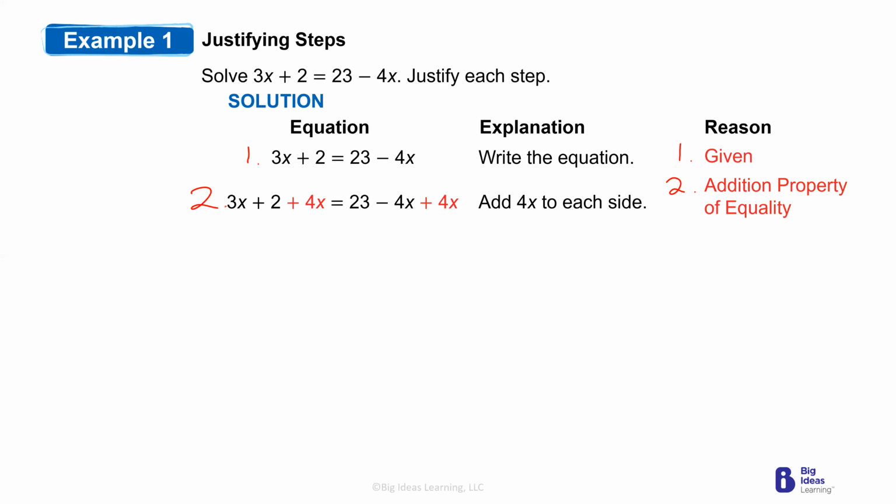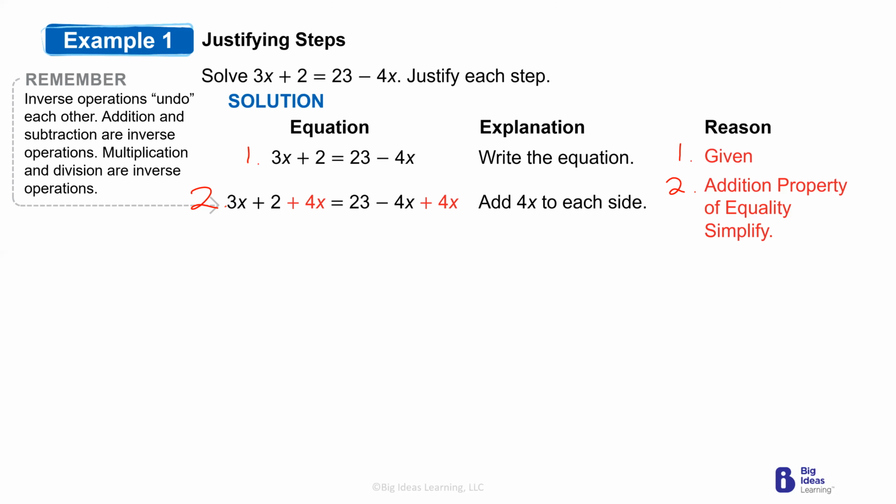Now, just like we did on the last problem, what can I do now? So I've added the 4x. I actually have to do what with those values? I have these 2 x's here. Now what do I do with those? I combine them, right? So this is simplifying. I can simplify by combining like terms. So for the next part, we're going to simplify. Again, I really don't care if you say simplify or if you say combine like terms, but we're simplifying. So what are we really doing? We're combining like terms. So our third line for our statement will be 7x plus 2 equals 23.